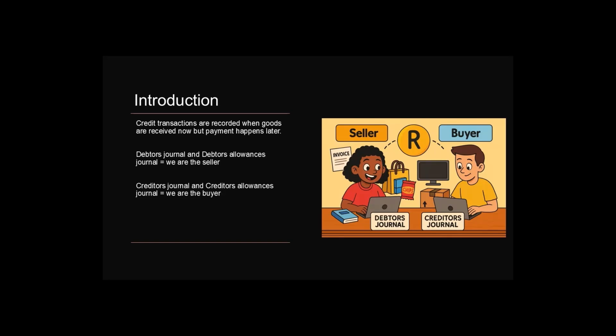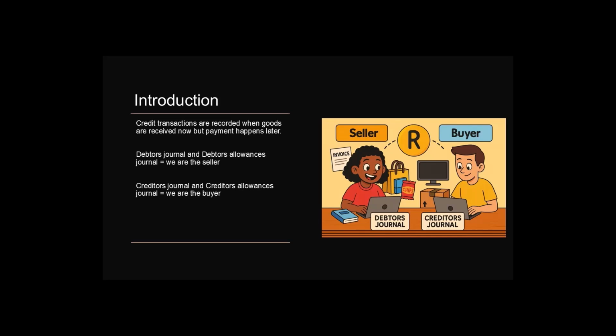In the debtors journal, we were the seller, providing goods to customers on credit. But in the creditors journal, we are the supplier, buying goods from suppliers on credit. Think of the Sunny High School tuck shop. The tuck shop buys its inventory, chips, chocolates, cold drinks, and lollipops from suppliers like Skozana Wholesalers.